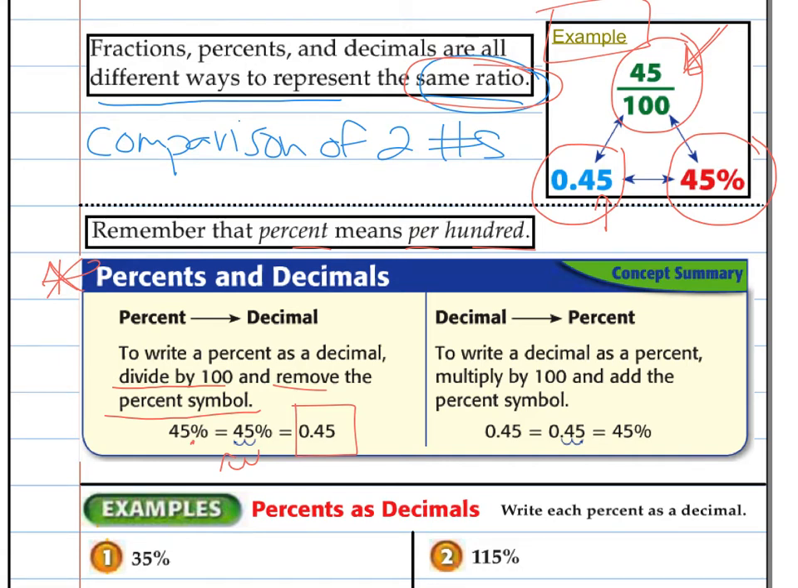Decimal to a percent then, since the decimal's here and the percent is per 100, we're just going to multiply by 100 and then add on the percent symbol. So we go times 100, which gives us 45%.